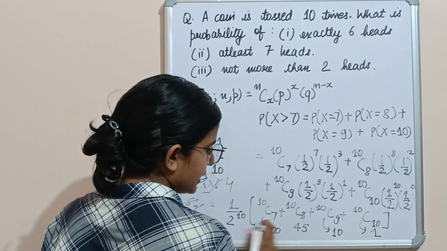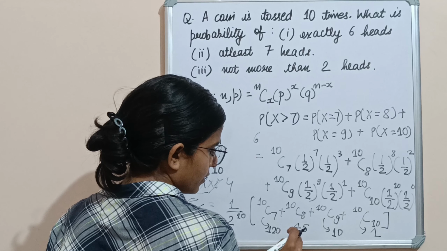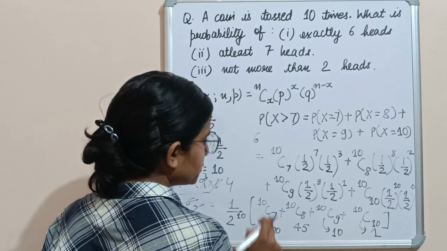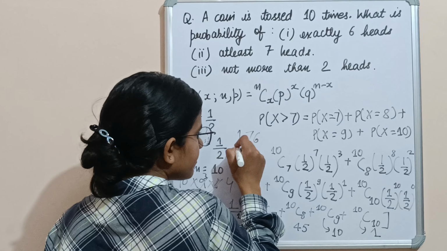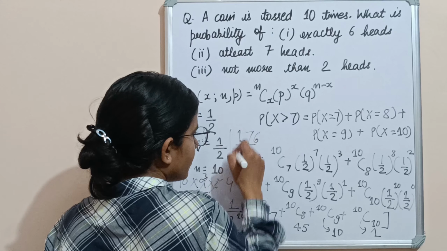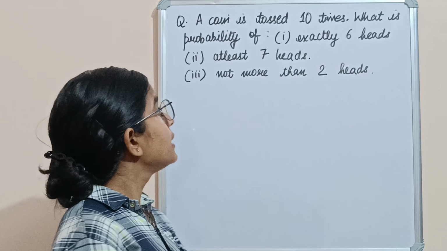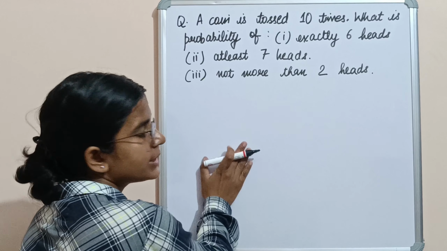So this will be 176 divided by 2 raised to power 10. This will be our answer for this part. Next part is probability of getting not more than 2 heads.